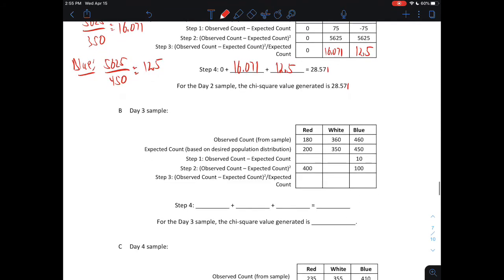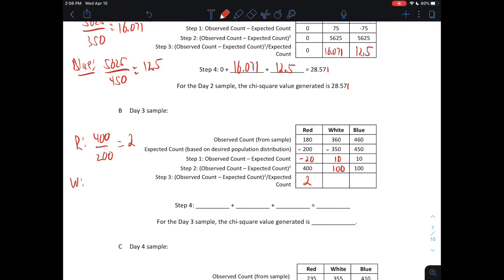So day 3, here's another table. We're just going to fill in some of these blanks. We have our observed counts for red, white, and blue, and expected counts for red, white, and blue. To find our step 1 value, we take what's observed, 180 minus 200. That will give us negative 20. For white, it would be 360 minus 350, which is 10. Then when I square for step 2, negative 20 times itself is 400, and 10 times itself is 100. Now for my step 3 values, for red, I would take 400 divided by 200. That's going to be 2.